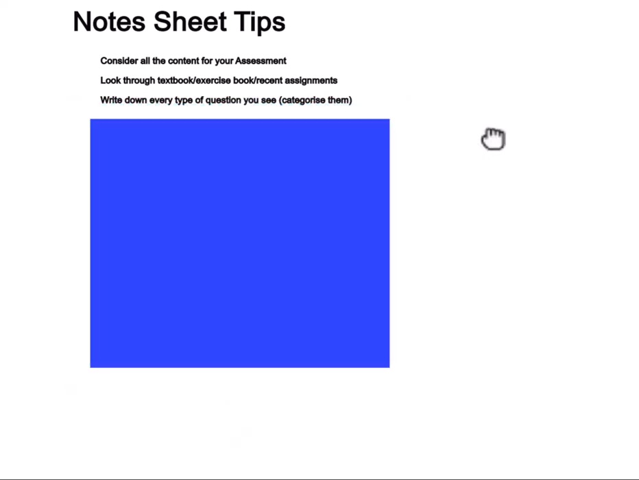Next, write down every type of question you see. This is if you want to excel. If you really want to excel, if you want to have an excellent note sheet, everybody that's trying to excel is doing this. Write down every type of question you see, because any type of question that you've been exposed to can be in your upcoming assessment.